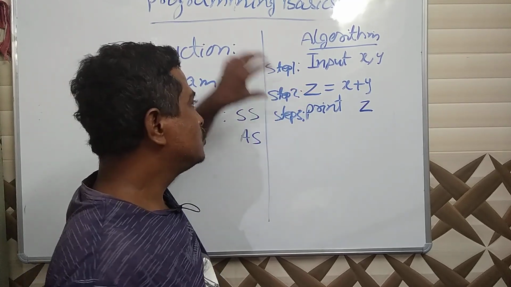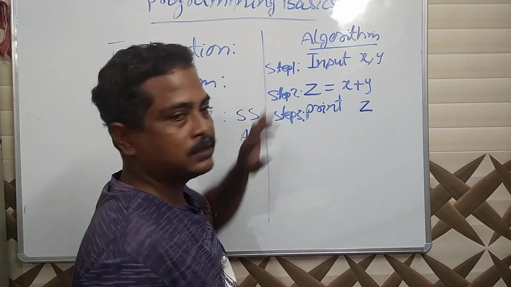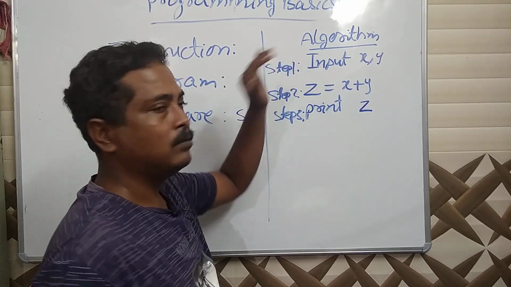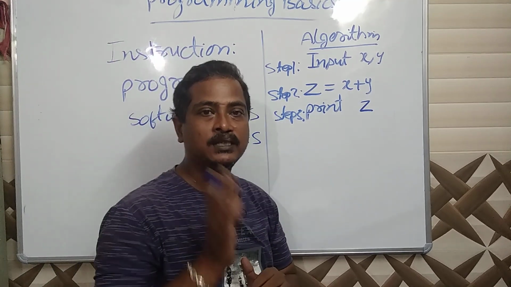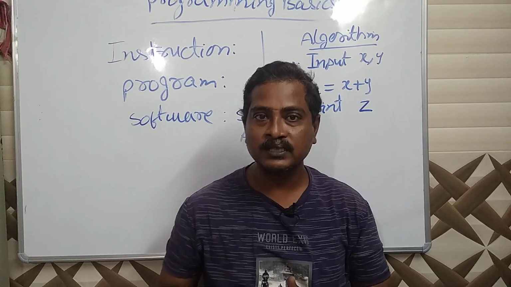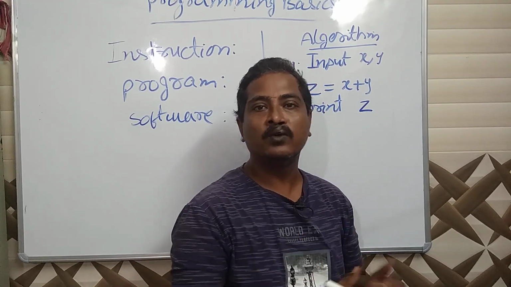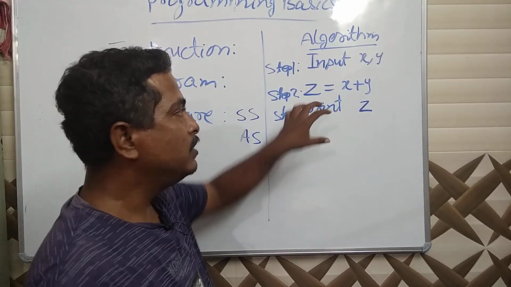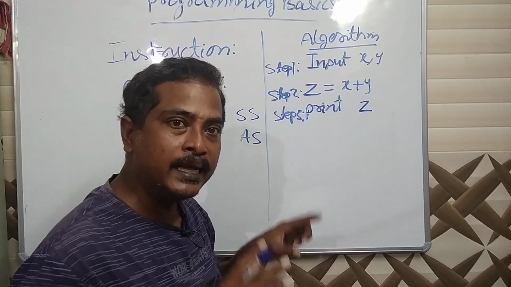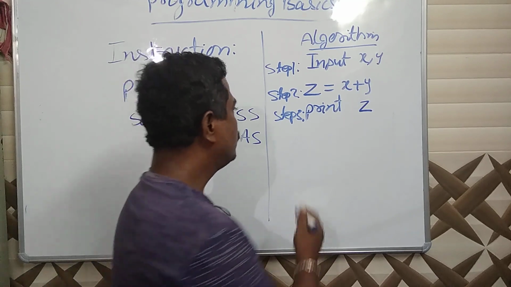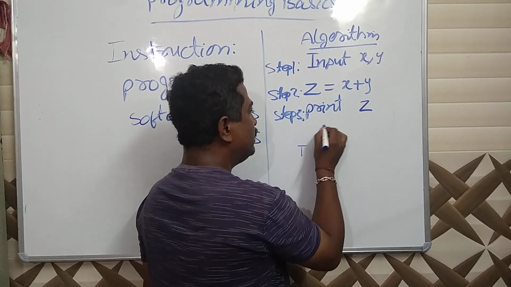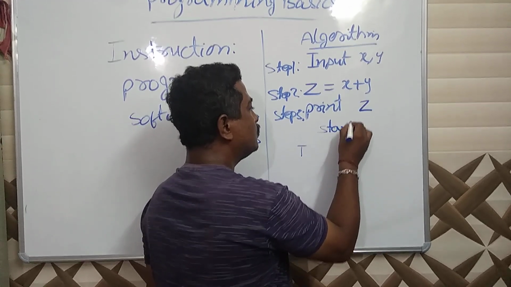Okay, so this set of instructions written stepwise is known as algorithm to perform a specific task. Set of instructions to perform a specific task written stepwise is called your algorithm. The same thing, when you are representing it in a diagram, it will be a flowchart. For example, the same thing I am writing in flowchart or in algorithm.